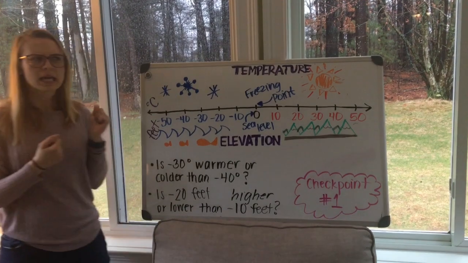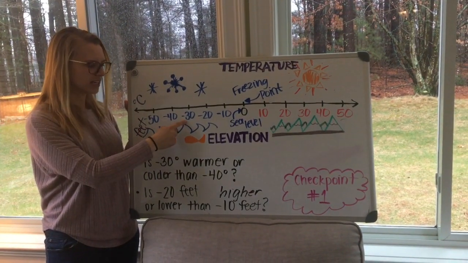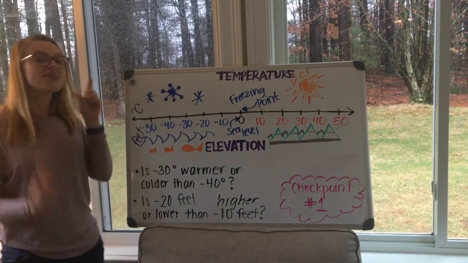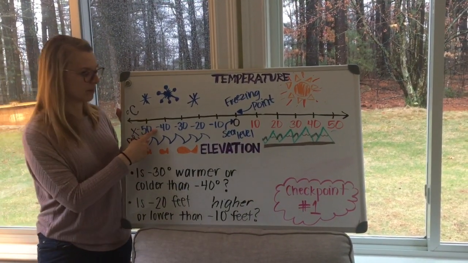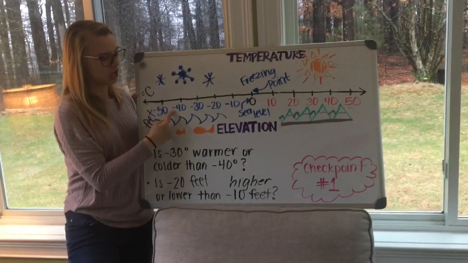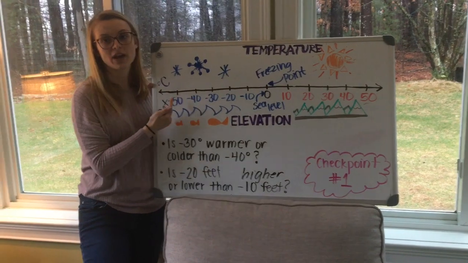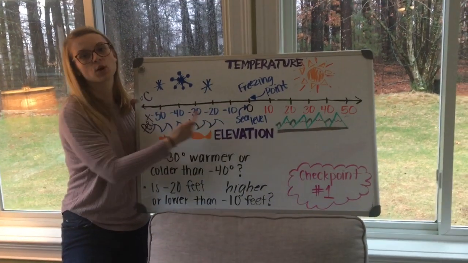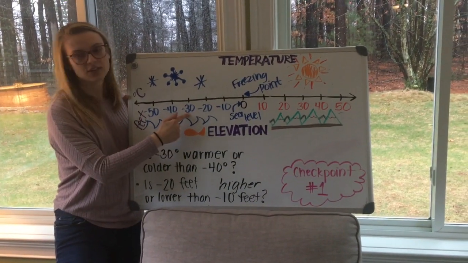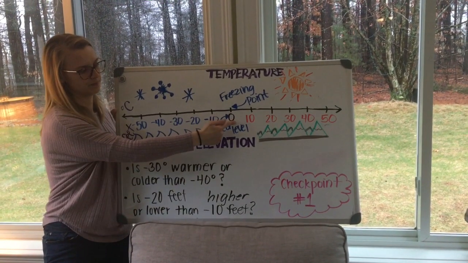Now, you might be thinking, but Miss, 40 is way higher than 30, so shouldn't it be warmer? That's not true when it comes to negative numbers. Negative numbers means how far from 0 it is. So -40 degrees is 40 degrees away from 0. So that's going to be even colder. Whereas -30 is only 30 away from 0, so it's closer.